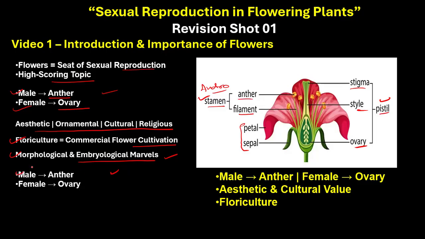So I told you that the male gametophyte develops in the anther and the female gametophyte develops in the ovary. And this is the quick revision for you: males in anthers, females in ovary, and flowers have aesthetic and cultural value. The cultivation of flowers is called floriculture. So this is all about the structure of the flower.